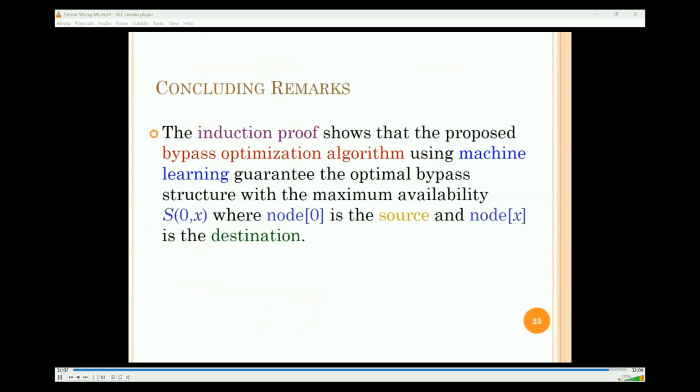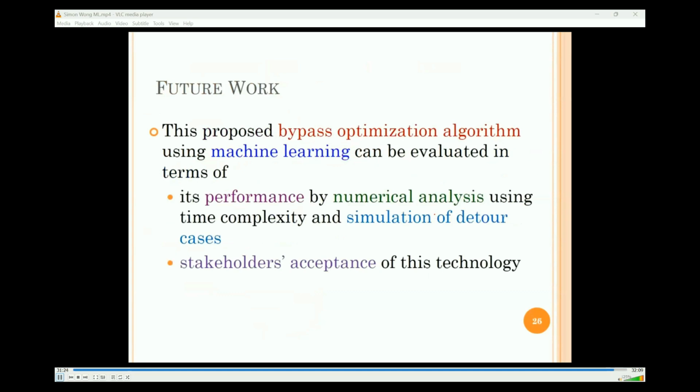This induction shows that the proposed bypass cost optimization algorithm using machine learning guarantees the optimal bypass structure with the maximum availability, where node 0 is the source and node x is the destination. Now, this proposed bypass optimization algorithm using machine learning can be evaluated in terms of its performance by numerical analysis using time complexities and simulation of detail cases, and stakeholders' acceptance of this technology. Thank you.